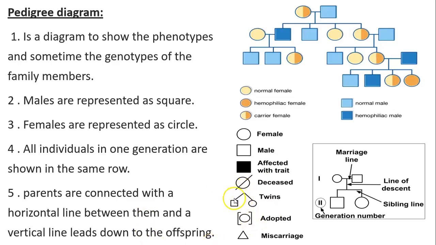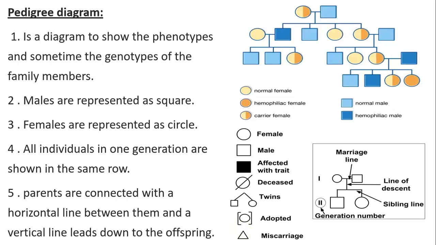If you have 2 coming out from the same point, this means that they are twins. They were born at the same time. Individuals between brackets, like here, means that they are adopted. So having them in the family pedigree, if they have the phenotype or not, will not help us predict the genotypes of the whole family. What about the triangle? If you see a triangle, this is a miscarried baby or a baby that was not born alive.